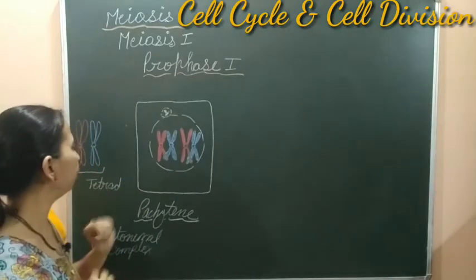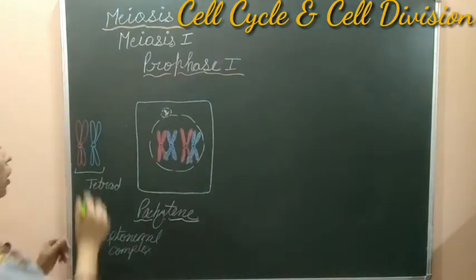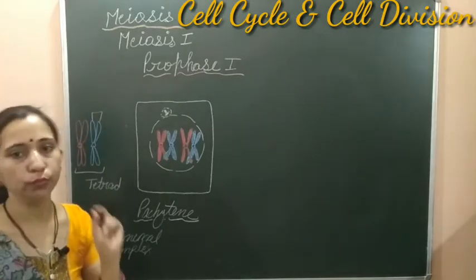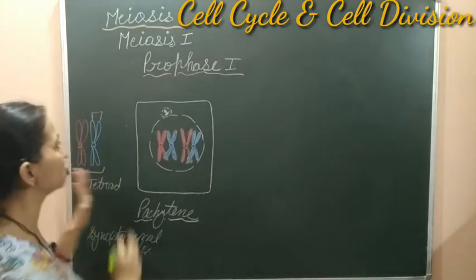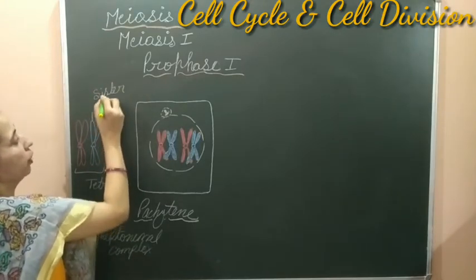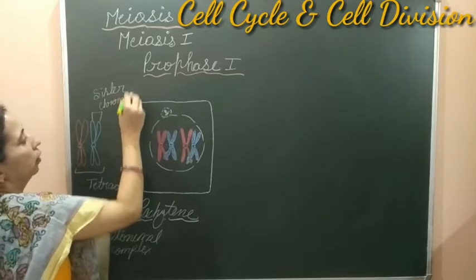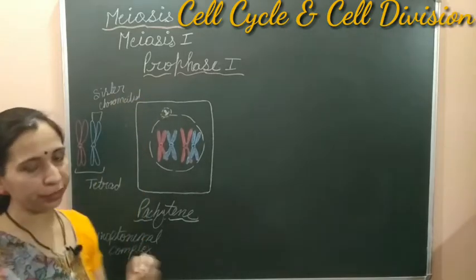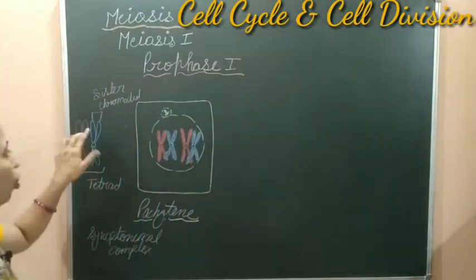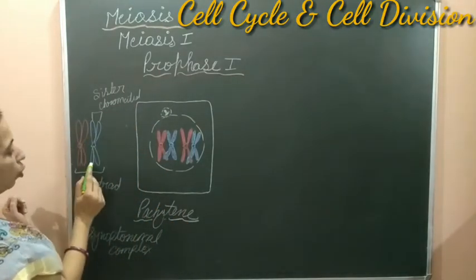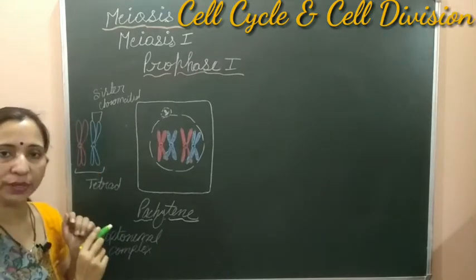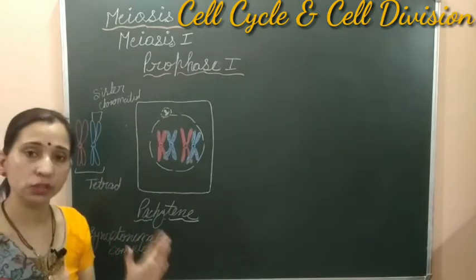In this tetrad, the two chromatids of one chromosome are known as sister chromatids. What name did we give them? They are sister chromatids. The chromatids of one chromosome are known as sister chromatids. So both of these two are sister chromatids, both of these two are also sister chromatids, similarly these two and these two are sister chromatids.